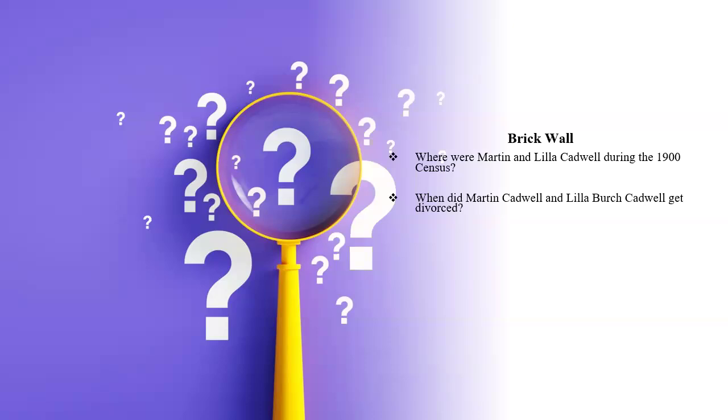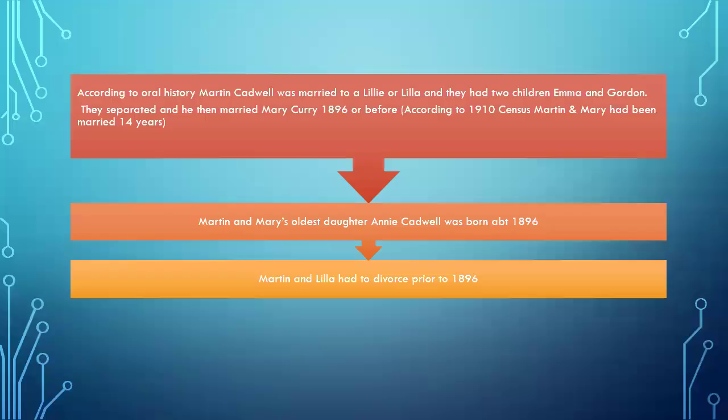Martin and Lily Cadwell were during the 1900 census, because I searched high and I searched low, and I could not find them anywhere in the census. And I'm like, I know they were there, but how come I can't find them? I also wanted to know when Martin Cadwell and Lilia Birch Cadwell got divorced, because according to oral history, Martin Cadwell was married to Lilia, and they had two children, Emma and Gordon, Emma being my great grandmother. And they separated, and then he married Mary Curry.